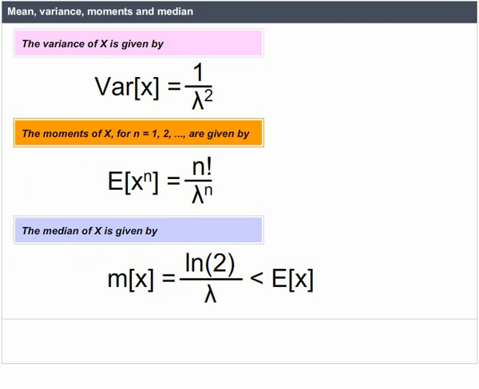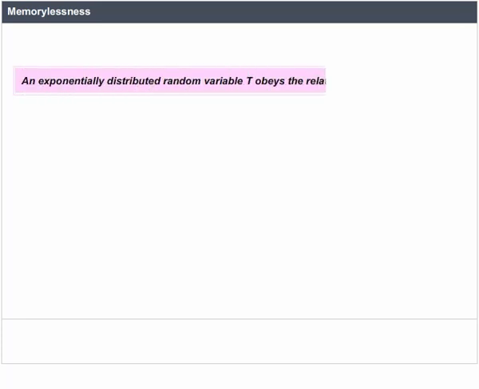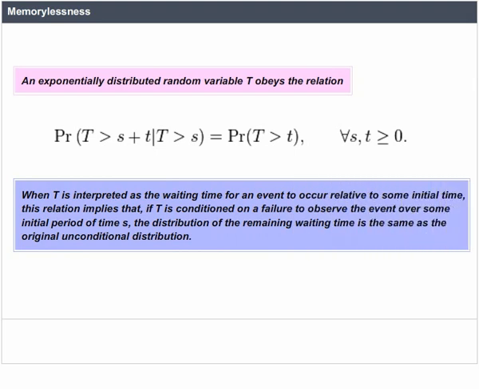Memorylessness. An exponentially distributed random variable T obeys the relation probability of T greater than s plus t given T greater than s equal to probability of T greater than t, for every s, t greater than or equal to 0, when T is interpreted as the waiting time for an event to occur relative to some initial time. This relation implies that if T is conditioned on a failure to observe the event over some initial period of time s, the distribution of the remaining waiting time is the same as the original unconditional distribution.